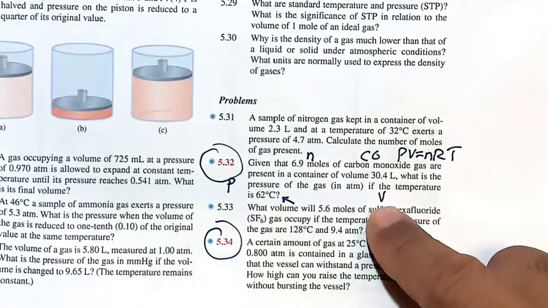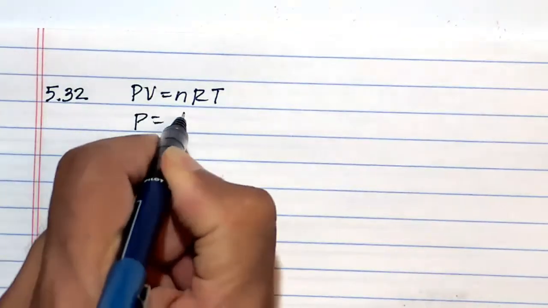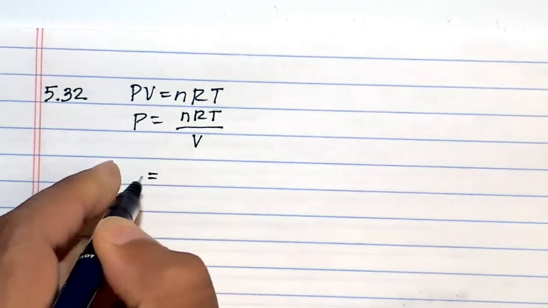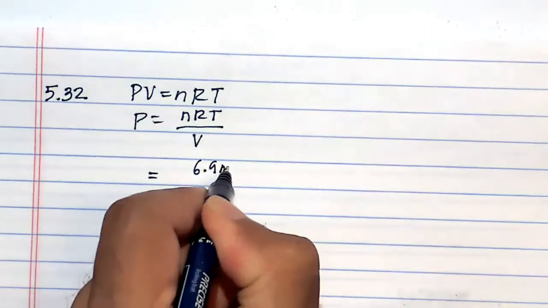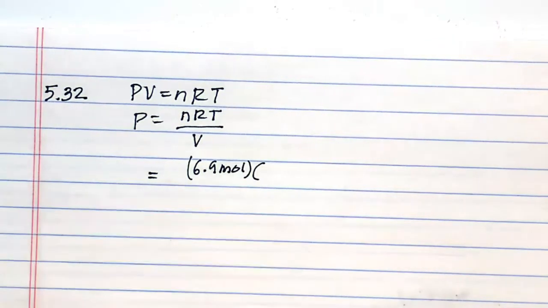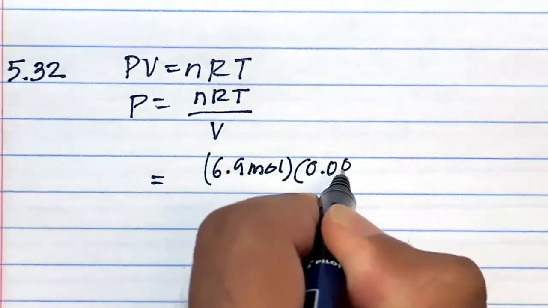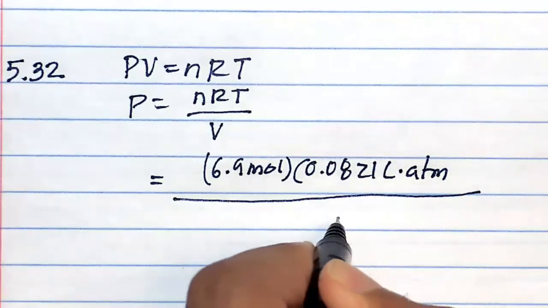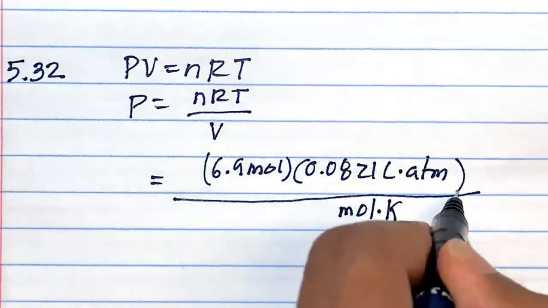We got our V, we got our temperature T. Don't forget to convert that to Kelvin. So let's solve for P here. P is equal to nRT over V. Our N here is 6.9 moles. Make sure you always put your units here. R is something I will give you, so do not worry about that. But one thing you should do is make sure you have the units intact. It's 0.0821 liters atmosphere over a mole Kelvin.